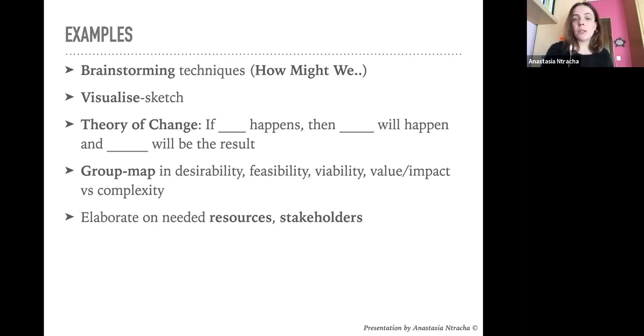Something that really helps is to visualize and sketch your ideas on paper and not only explain them with words, especially for products. And a way to move from the brainstorming to the grouping part is to enforce theory of change in your different ideas. So if this happens, then this will happen, and that will be the result. This is a way to see how your ideas can have an impact.